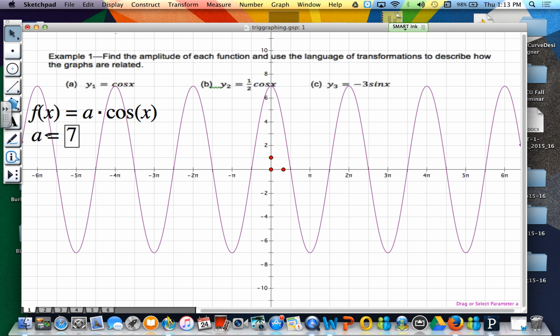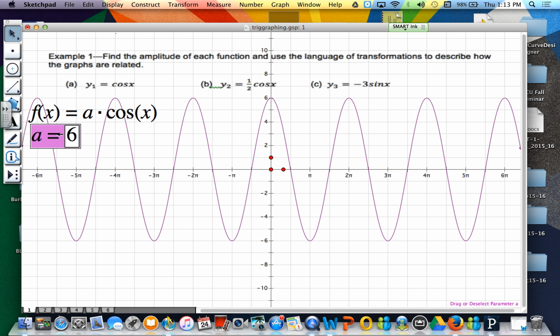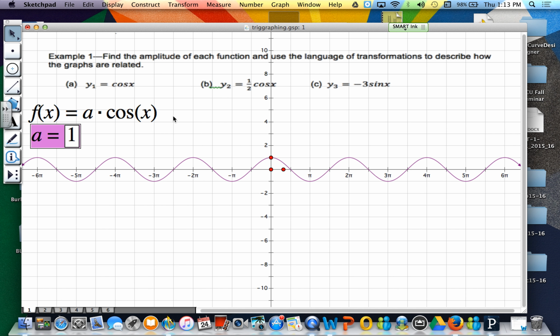So for example 1, what is the amplitude for A? Anyone? 1. What is the amplitude for B? 1/2. What is the amplitude for C? Positive 3, because we're asking for half the height of the wave. Everybody okay with that? Amplitude is really easy, and it does not matter whether we're working with cosine or sine.